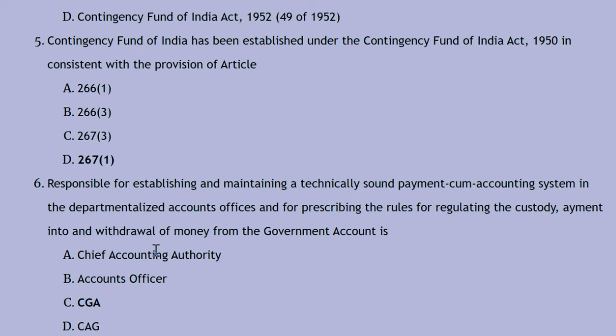Serial number 5. Contingency Fund of India has been established under the Contingency Fund of India Act 1950, consistent with the provision of Article 267(1).